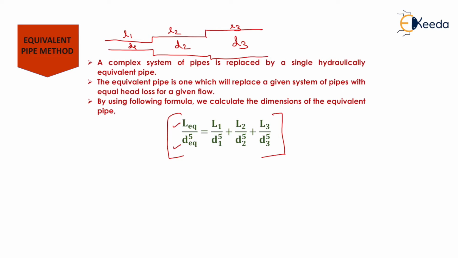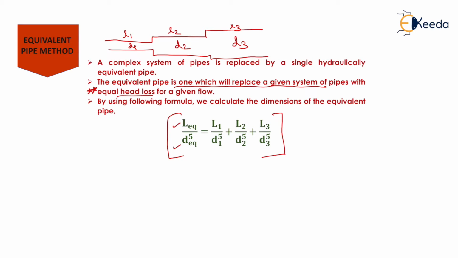Okay, now that will be the equivalent pipe method, and in this method the equivalent pipe is one which will replace a given system of pipe with equal head loss. Okay, that will be the important concept, that is with equal head loss for a given flow.